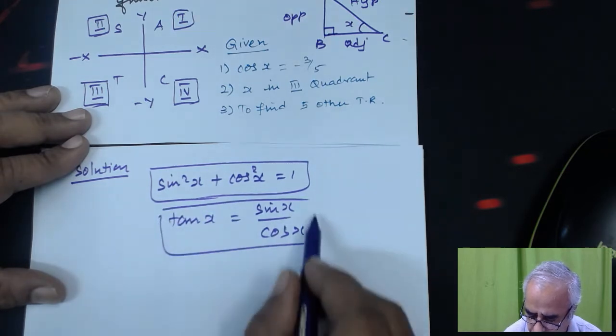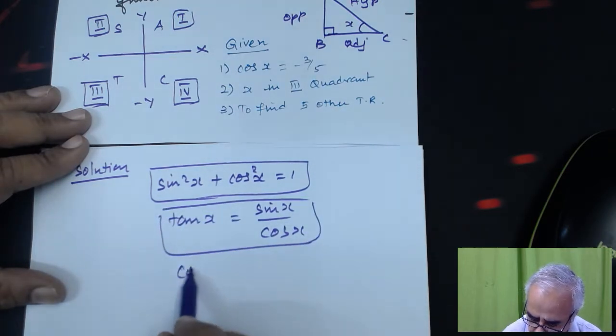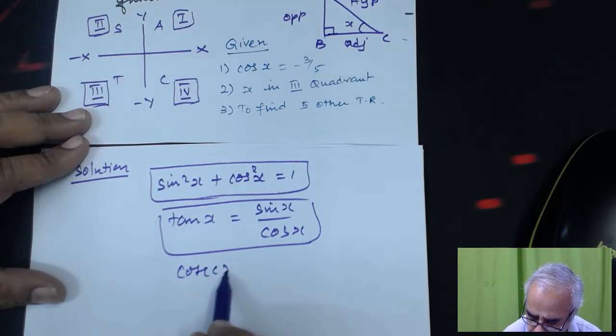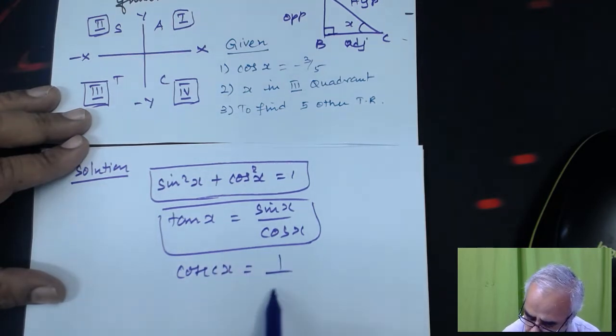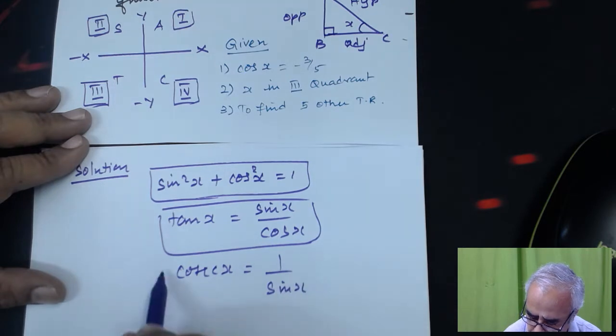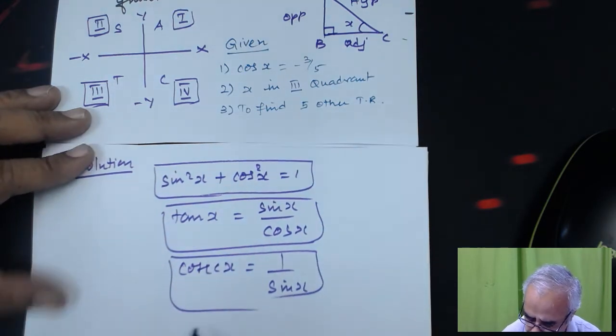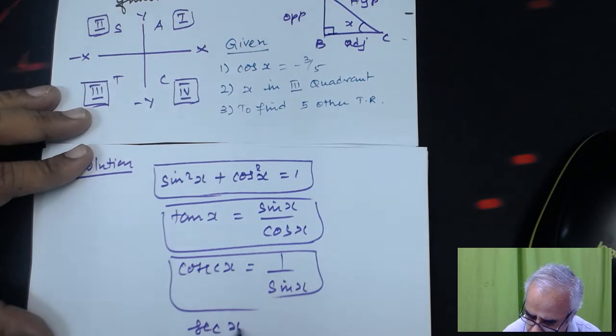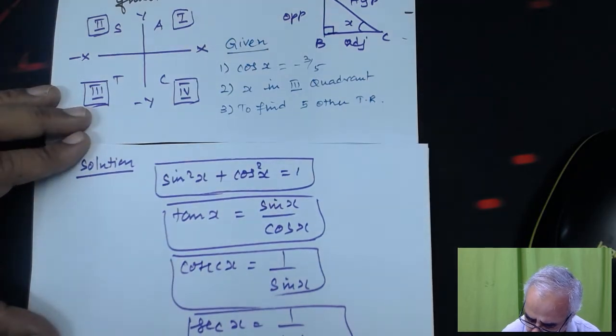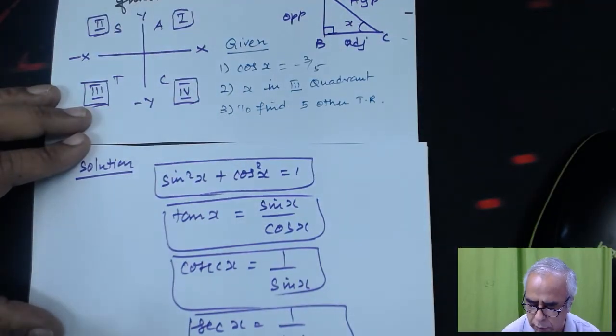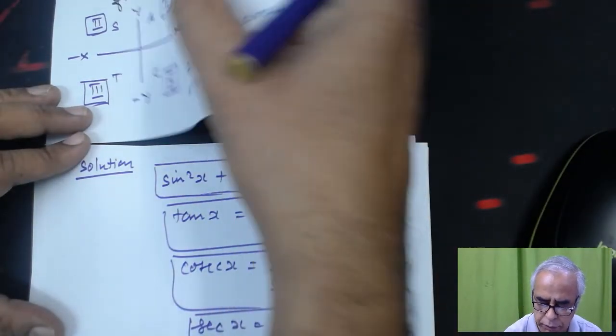Please note down. And what about cosecant x? Cosecant x is equal to 1 divided by sin x. So this is another formula we are going to use. Then secant x is equal to 1 divided by cos x. So next formula we are going to apply. Then we have cot x, that is equal to reciprocal of tan x. Okay, right?